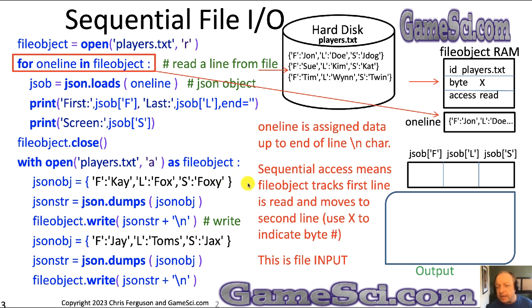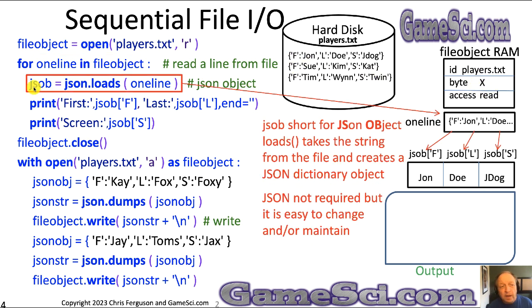Sequential access means the file object tracks the first line as read and moves to the second line. Let's use X to indicate the byte number of the file we're currently at. This is file input. Once we've read this first line, think of the read head of the file as being at the start of the second line. And that position X in the file says we've moved down to the second line.